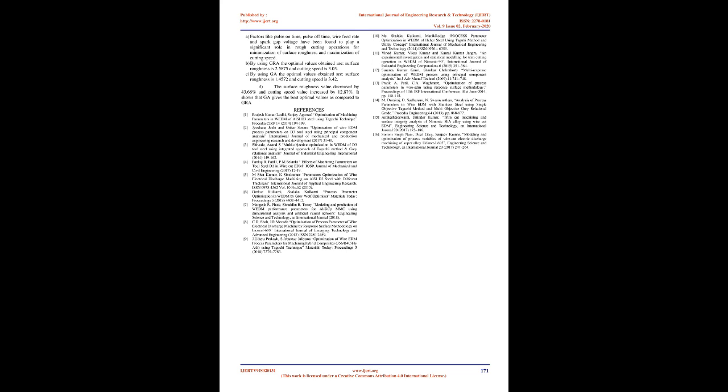B. By using GRA, the optimal values obtained are: surface roughness is 2.5875 and cutting speed is 3.03. C. By using GA, the optimal values obtained are: surface roughness is 1.4572 and cutting speed is 3.42. D. The surface roughness value decreased by 43.68% and cutting speed value increased by 12.87%. It shows that GA gives the best optimal values as compared to GRA.